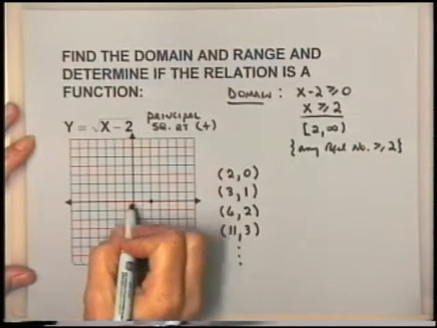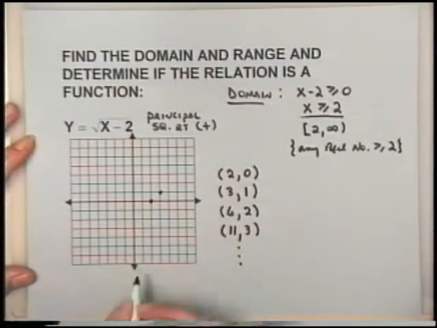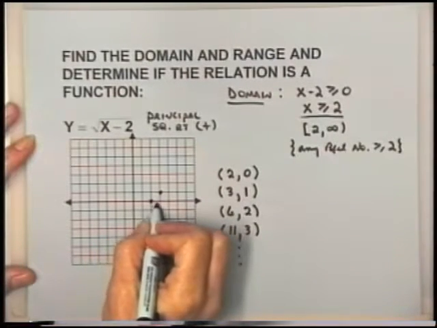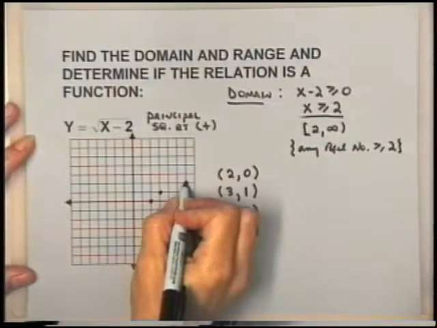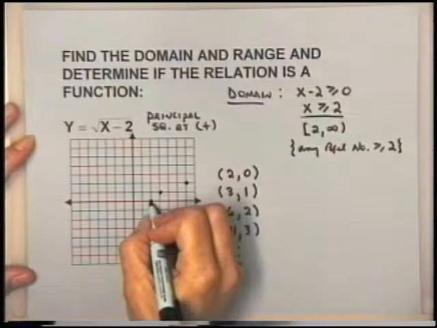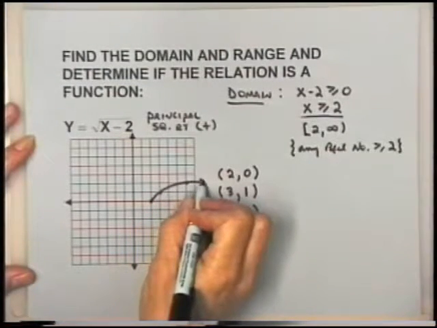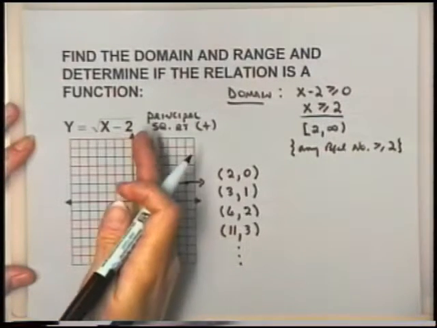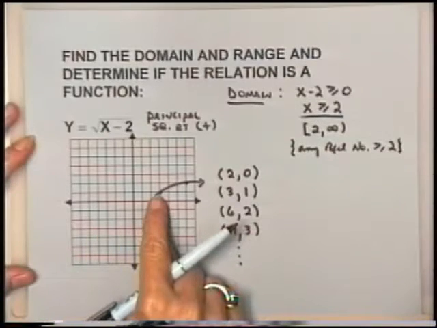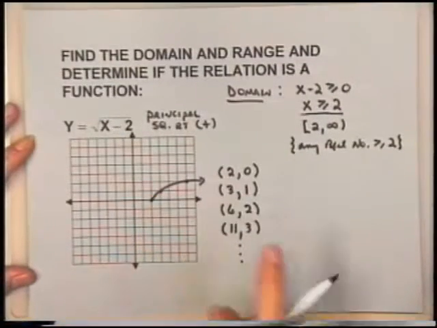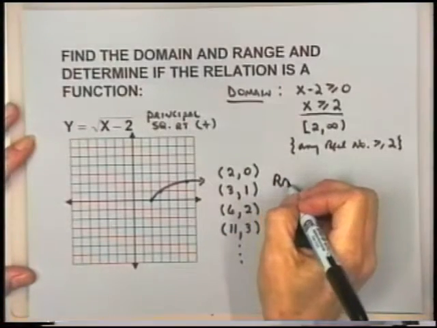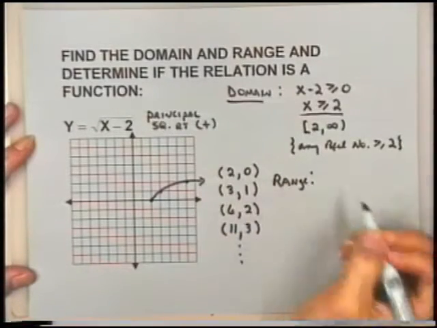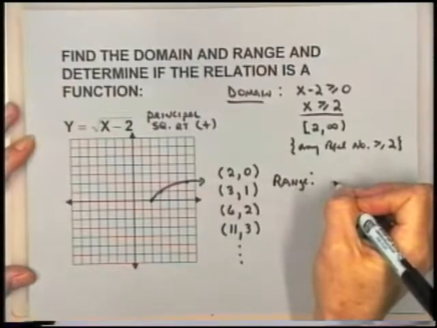Let's graph these points. I have (2, 0), (3, 1), (6, 2), and of course (11, 3) won't fit on my graph. We've looked at this graph actually before in a previous lesson. Our graph looks like this, doesn't it? You can see there's no graph to the left of x equals 2 because those numbers are not in our domain. Let's answer the question now about the range.